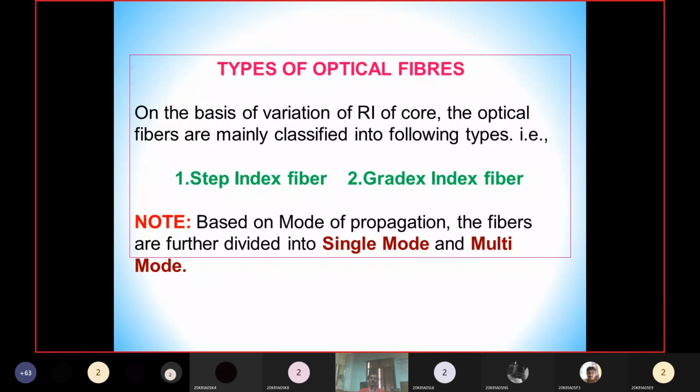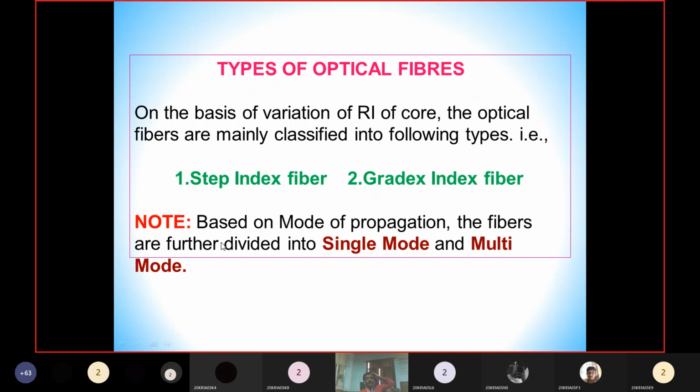Now, types of optical fibers. Based on the refractive index, there are two types of optical fiber: one is the step index optical fiber, and the other is the graded index optical fiber. Here it is graded, not grade X. So, graded index optical fiber.